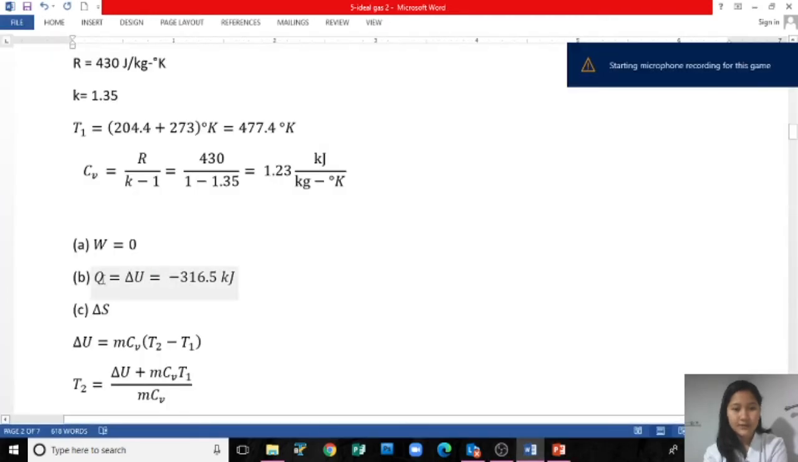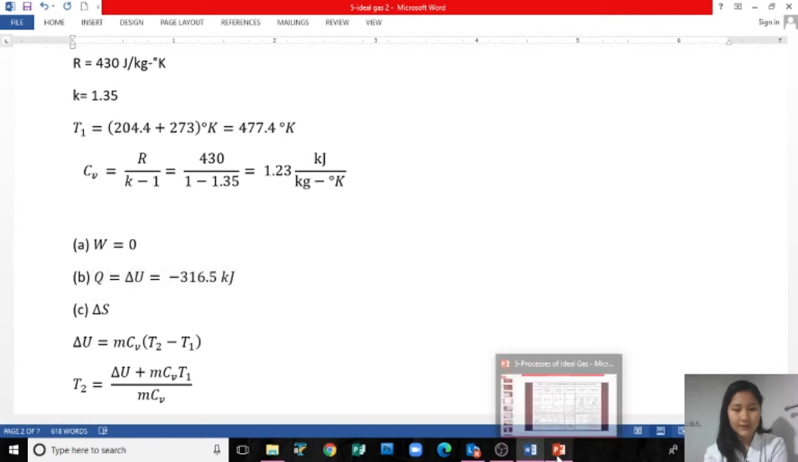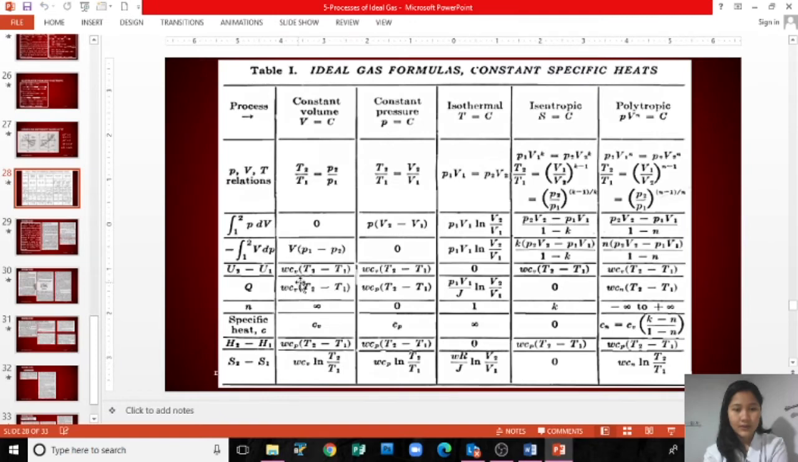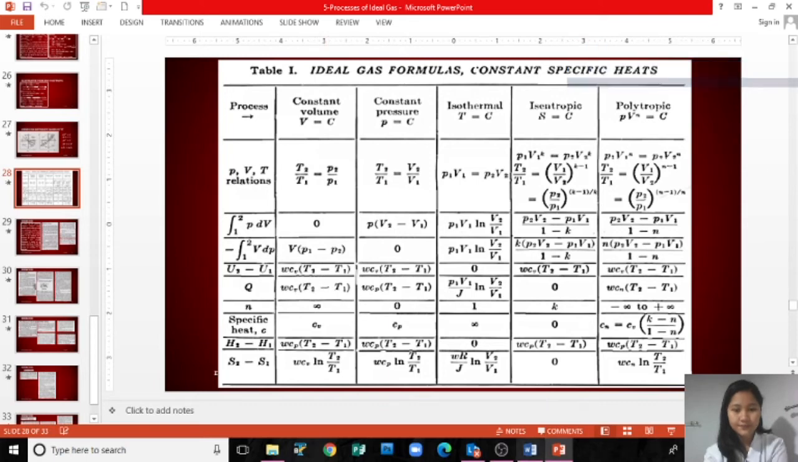Next, for the delta Q, it is equal to delta U. Since delta U is equal to negative 316.5 kilojoules, then Q is equal to negative 316.5 kilojoules. So as seen here, delta U and Q have the same formula.